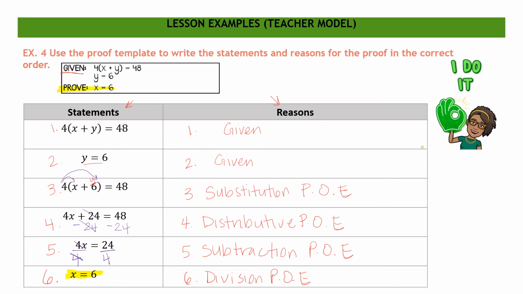We went through all of the steps in finding the reasons for the statements that were given, and we used specific properties to show that these statements and reasons were true.